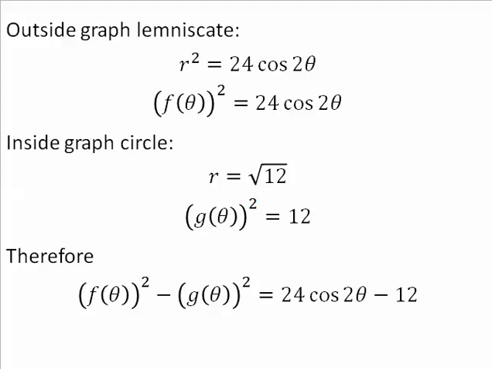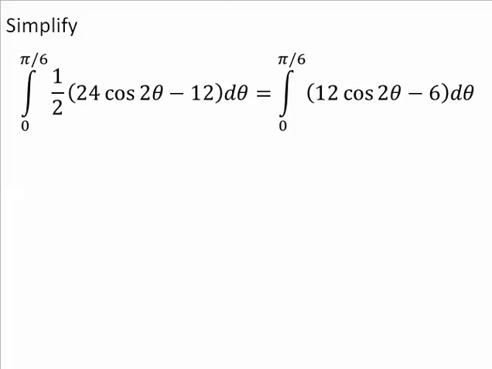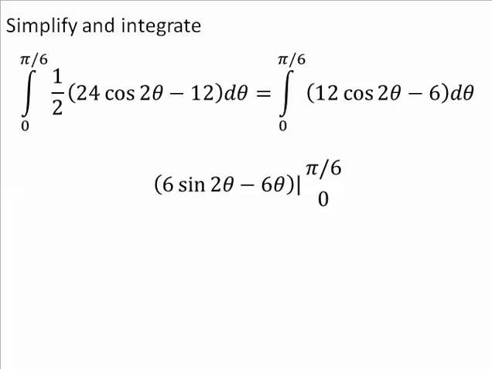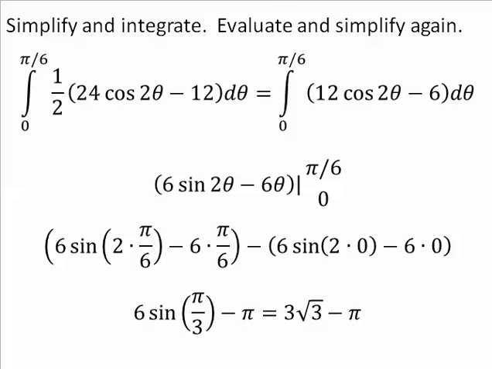I'm going from 0 to pi over 6, and my f squared minus g squared, I have that. And so I just do my setup here, and it's time to integrate. So of course I like to simplify first, and then I integrate and evaluate. And of course that evaluation takes a lot of work in simplifying to make sure you get it okay.